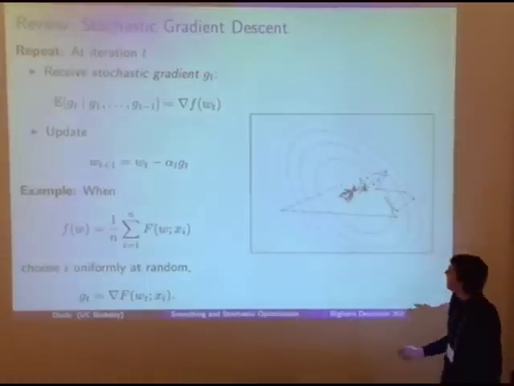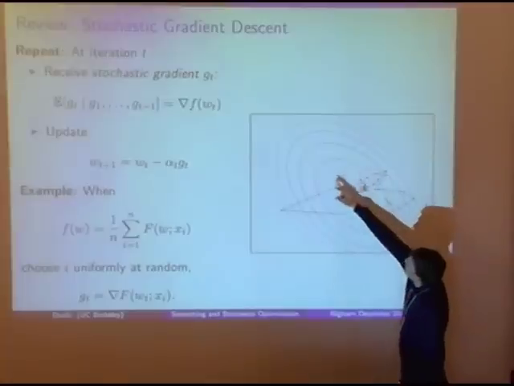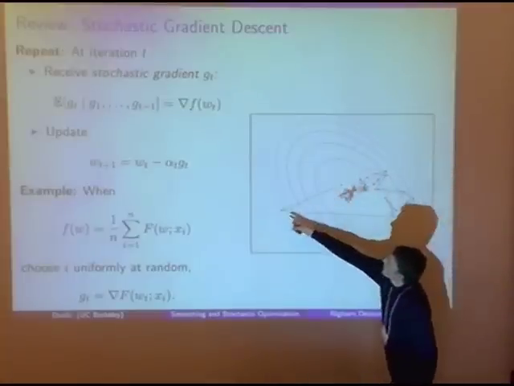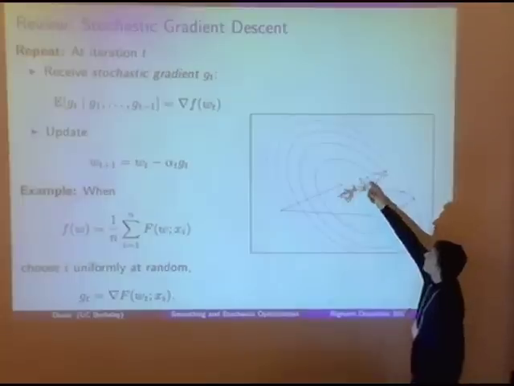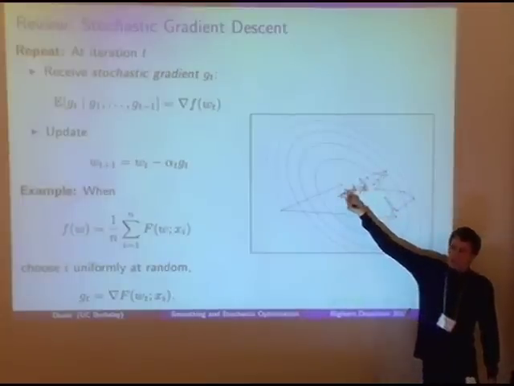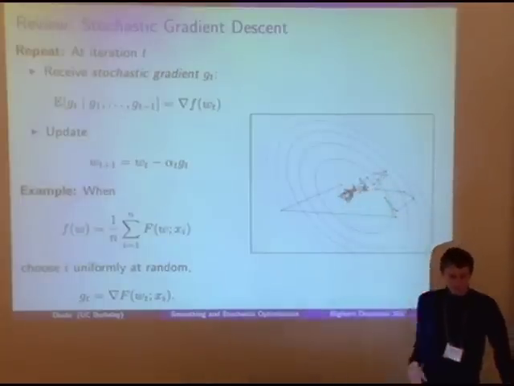So what does this look like? Here's the contours for a loss function. We start here, we take random steps, but eventually they shrink small enough and we converge to the minimum of the function.